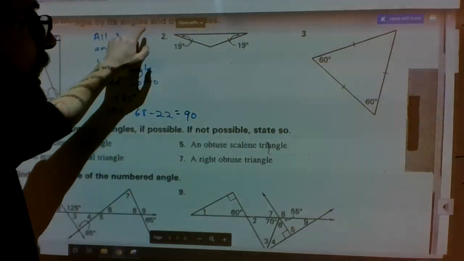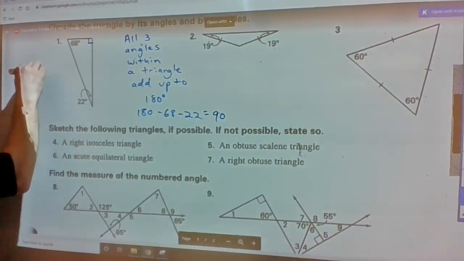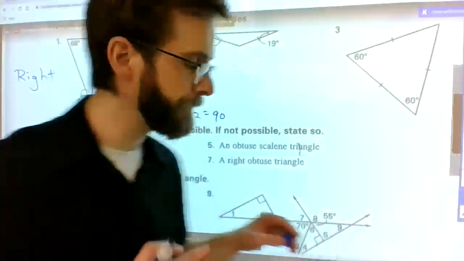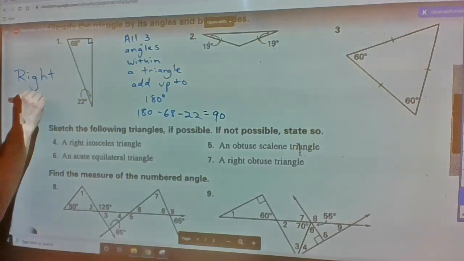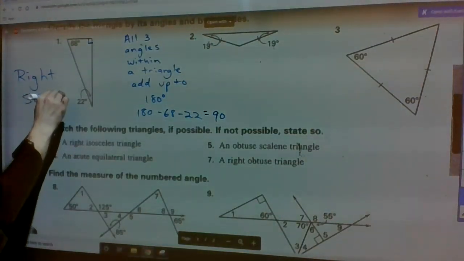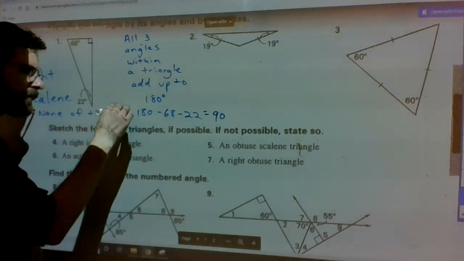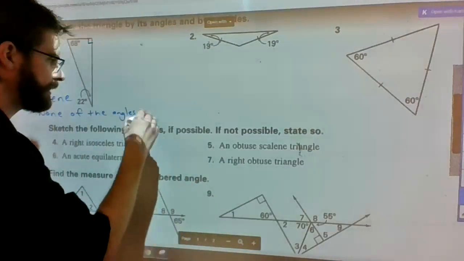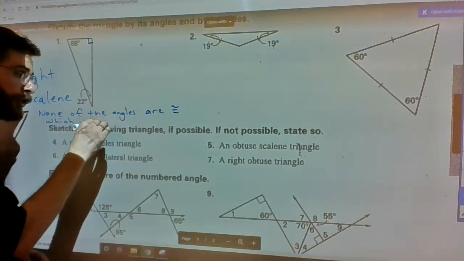So when it says classify the triangle by its angles and its sides, you would say it's a right triangle. You would also say that it's scalene. And here's how we know for sure that none of the sides are congruent. If none of the angles are congruent, then none of the sides are congruent. So it's a right scalene triangle. I'll just use the little not-congruent symbol, which means no sides are congruent.